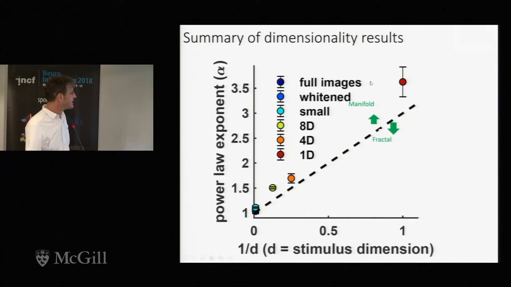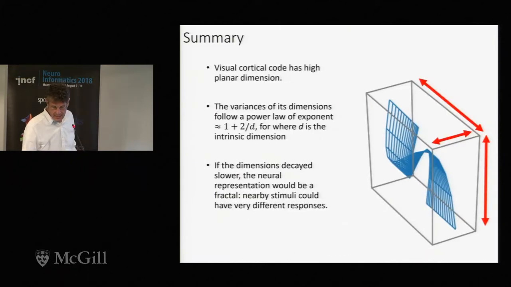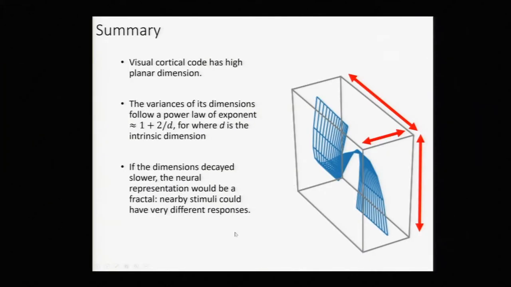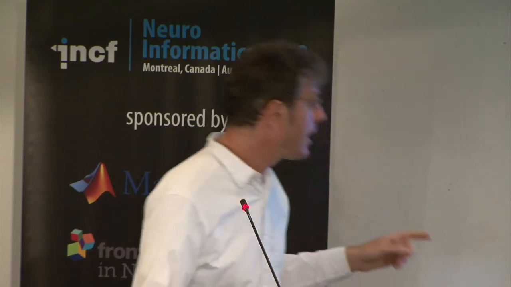And in fact, when we take various different types of stimuli, we're always on the safe side of this line, which is the 1 plus 2 over d exponent. So to summarize, the visual cortical code has a high planar dimension, basically a full planar dimension. The unexpected thing was that the variances of its dimensions follow a power law, and the exponent appears to be a bit more than 1 plus 2 over d, where d is the dimension of the stimulus ensemble. So the intrinsic dimension of the manifold cannot be any more than the stimulus dimension. It could actually be less, but it can't be any more.